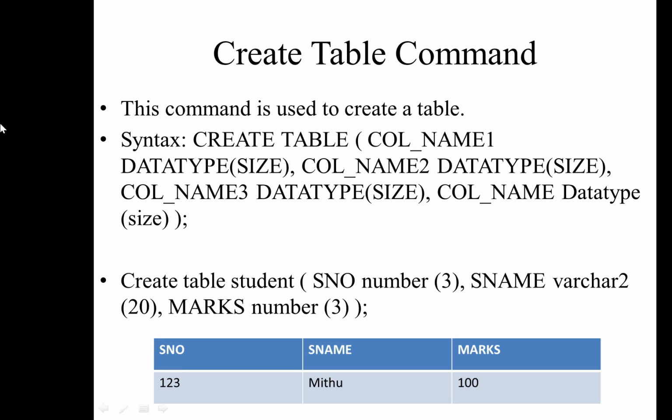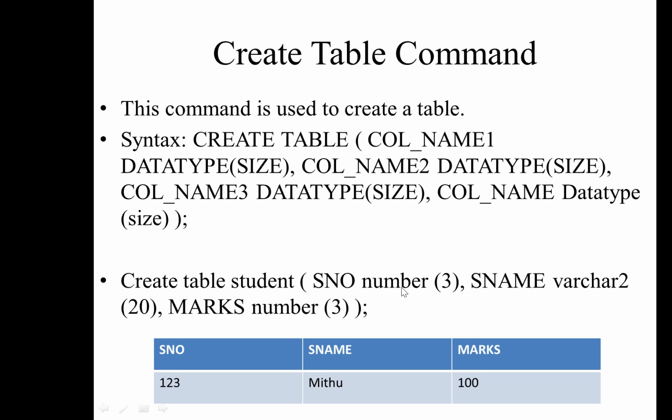However many columns we need in the table, we have to create that many columns by using this create table command. So let me tell this example. Create is a keyword, table is also a keyword. So create table are the keywords. Student is the table name here. So we are going to create a table called student, and the first column name is serial number, S number.